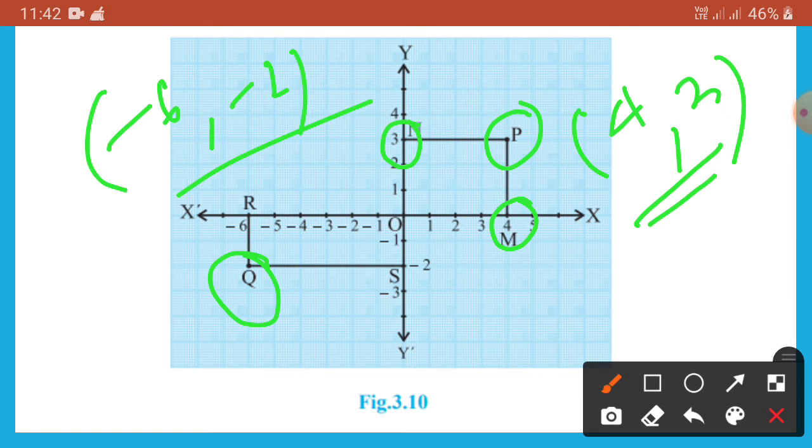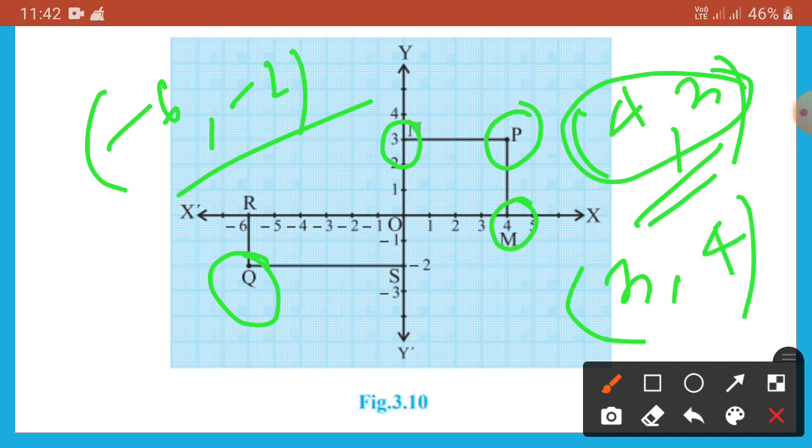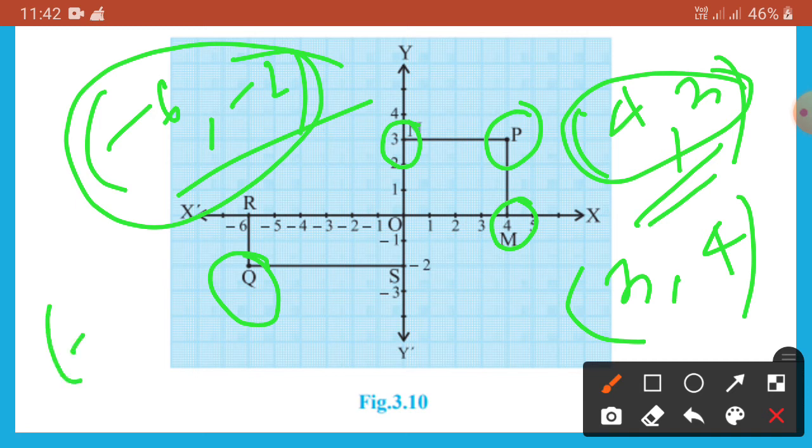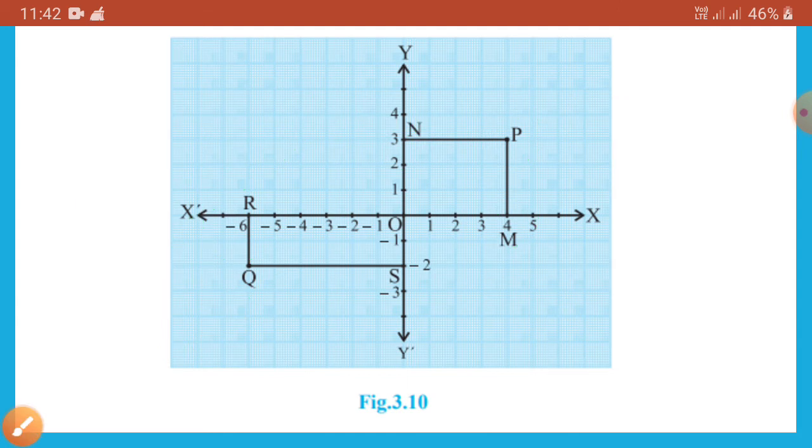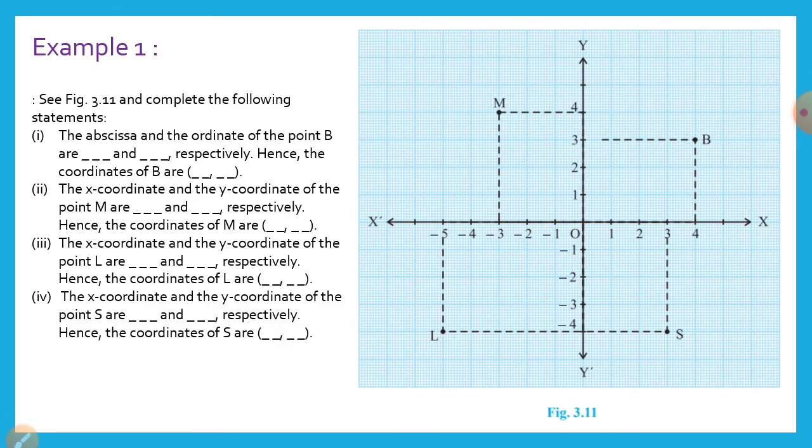Okay, note that the coordinates describe a point in the plane uniquely. That means (4, 3) is not the same as (3, 4), and (-6, -2) is not the same as (-2, -6). So it is unique. Now we are trying to solve example 1. We have to find the abscissa and the ordinate of the point B here, first, then M, then L, and then S.